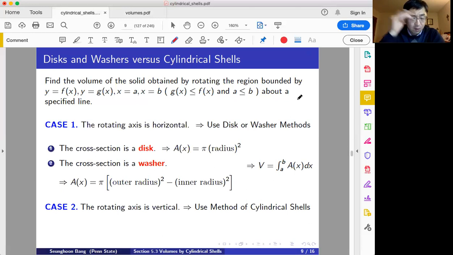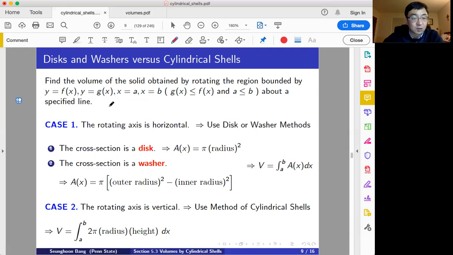The second case, the rotating axis is a vertical line. You can use the method of cylindrical shells. What's the volume? The integral from a to b of 2 pi times radius times height dx. This is the whole idea, where the height involves f of x and g of x.